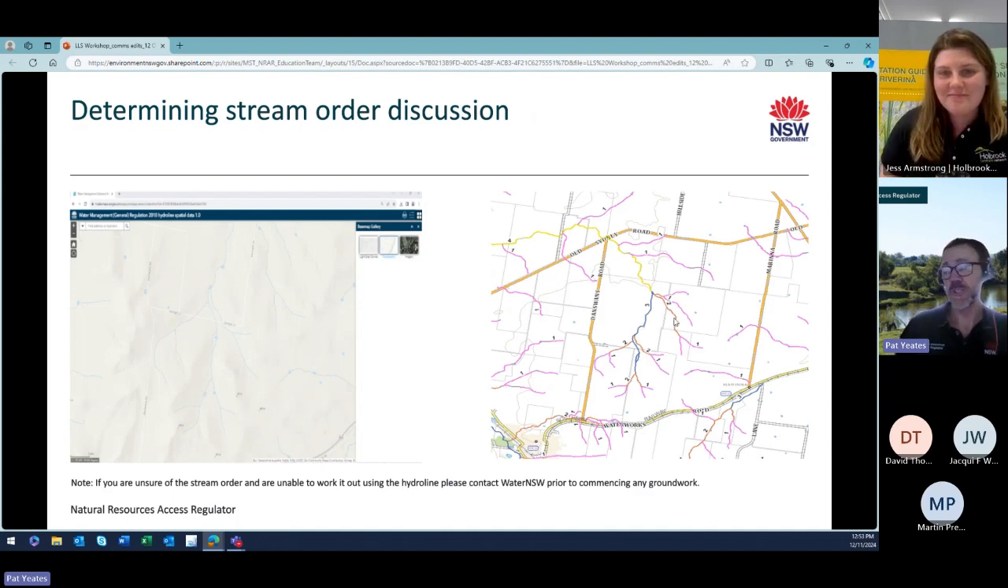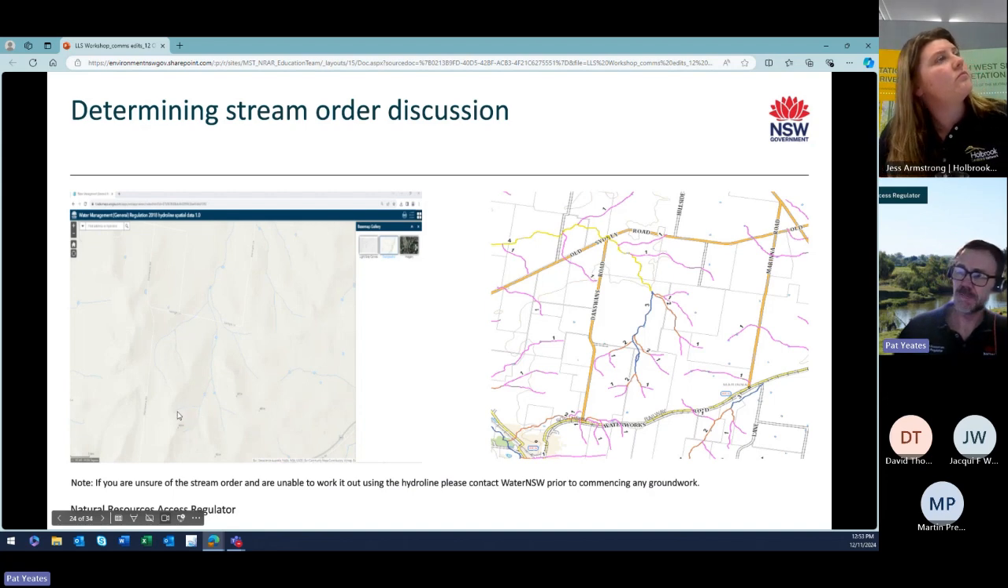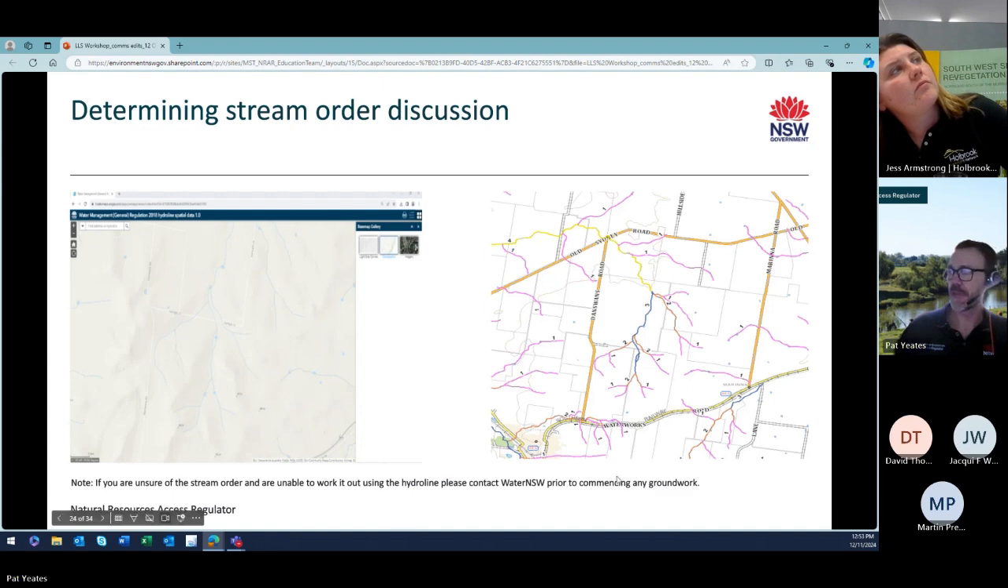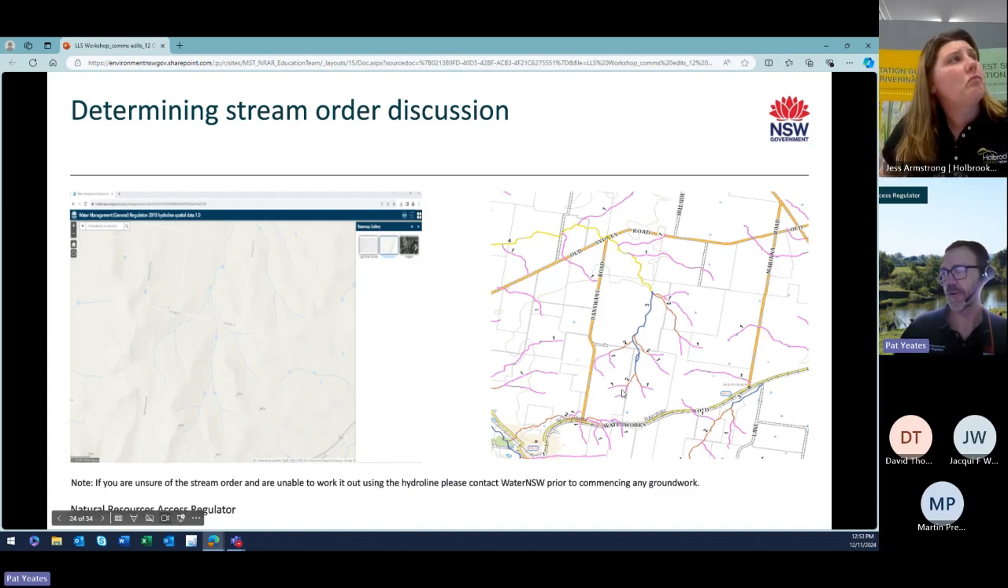Unfortunately, this isn't publicly accessible, although we are pushing to at least be able to color code what's on the hydroline. But that section there is the same as what you will see on SixMaps or the hydroline data. So if you understand the Australian stream order, you can figure out which watercourses on your property are first and second order. You'll see these ones here, that's where the watercourse starts, so they're first orders. And you'll see those on the other, coloured diagram are first order.